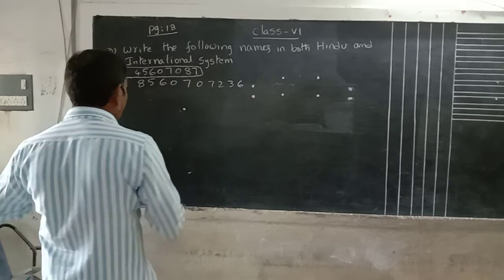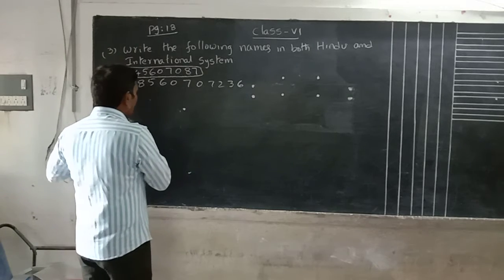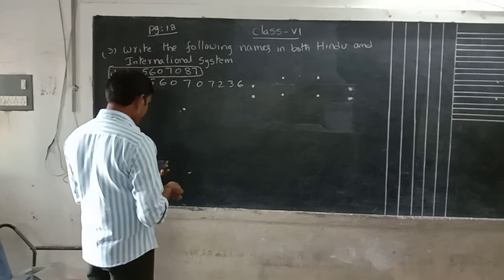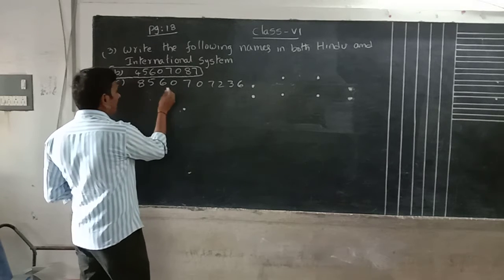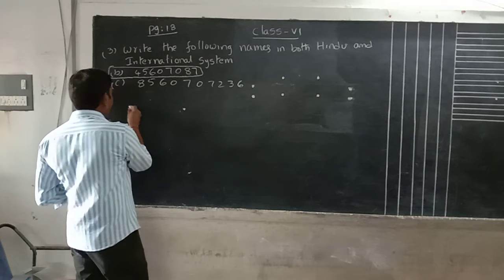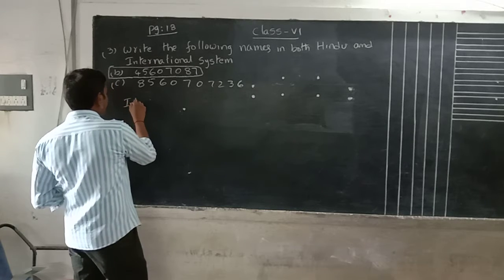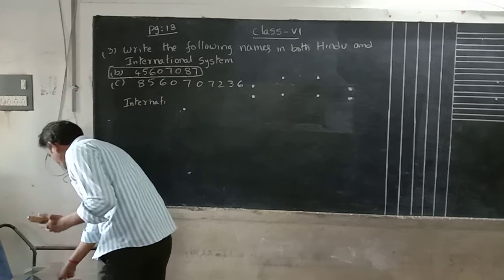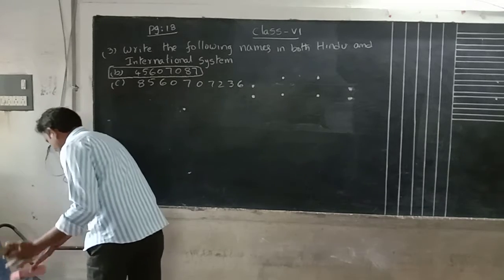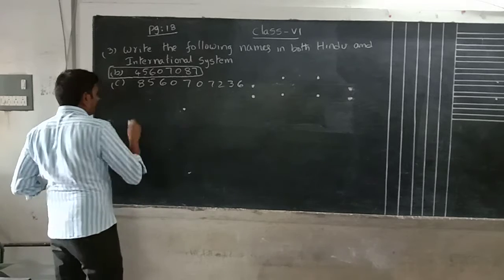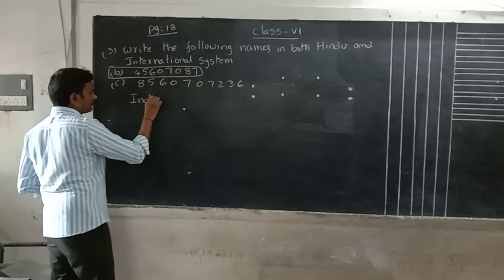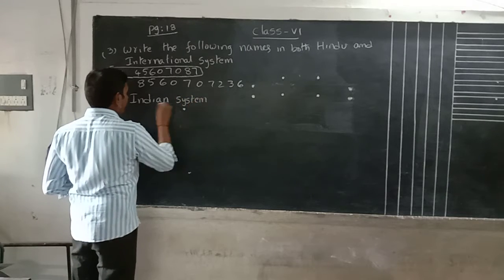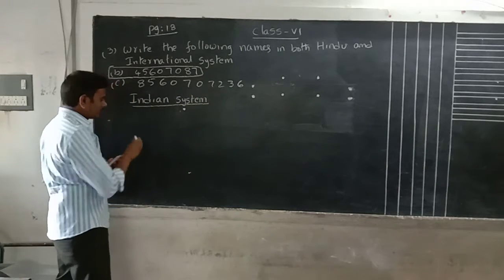Now I will write the Indian system and international system for this one. You have to take the number. See, look here. What is the number given there? That number you have to take. First we will write the Indian system. By writing the Indian system, we have to use commas.